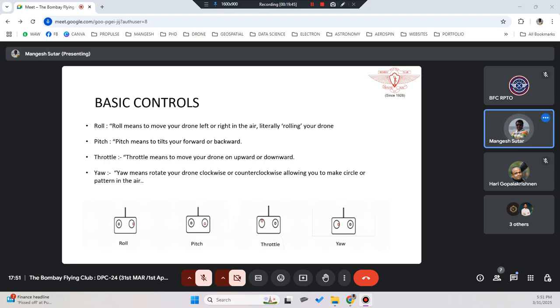When I say roll, you should know that you have to use your right side joystick, lateral movement. When I say pitch, you use your right side joystick, front and back. When I say throttle, you are using the left side joystick, which will make your drone go up and down. Your yaw motions change the orientation of your drone with respect to the location, clockwise or counterclockwise, using the lateral motion of your joystick. So this mode is called mode 2.